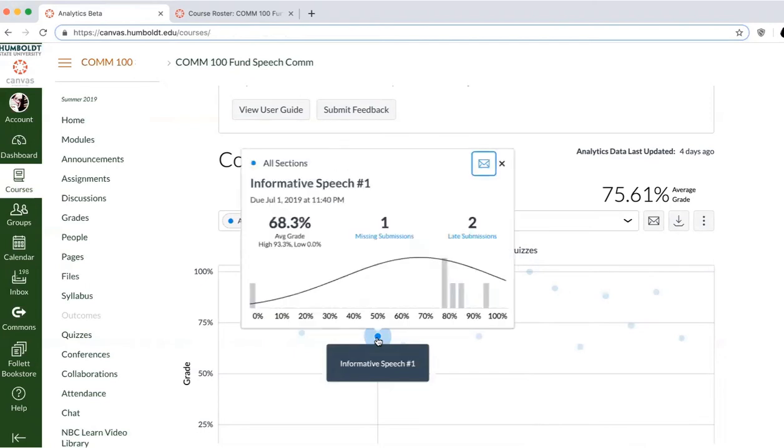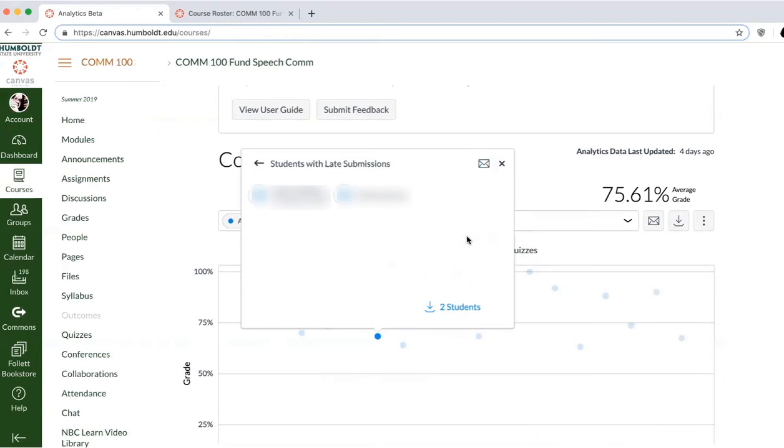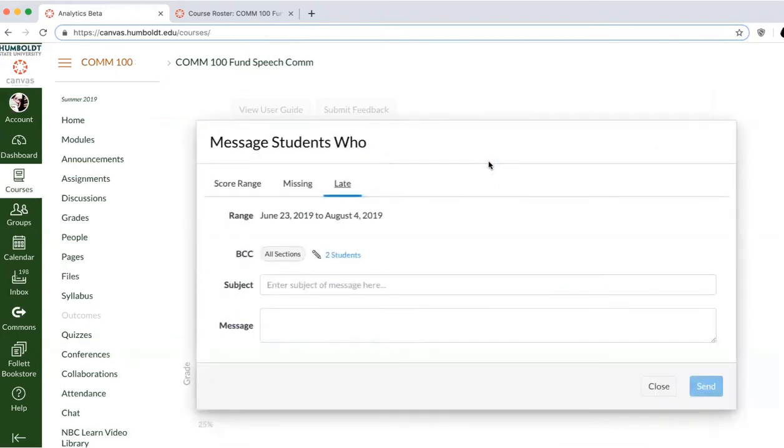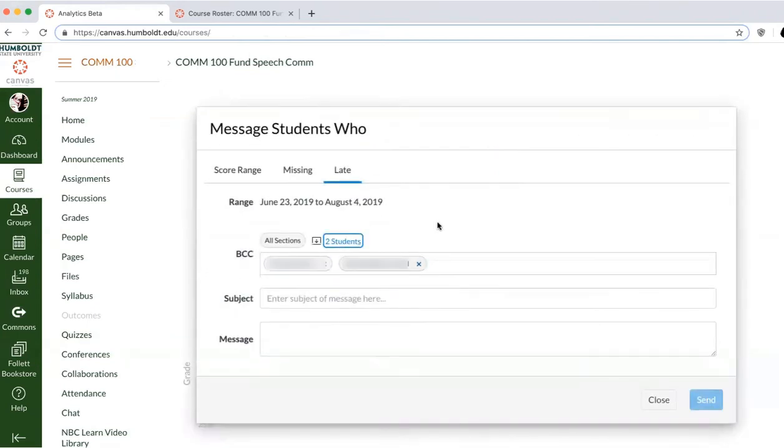I can click on this and very quickly I'm able to see how many submissions were late and how many were missing. So if I want to have communication with my students, and of course I will, I can click on late submissions, find out who the 2 students were very, very quickly, and send them both emails blind carbon copied so they don't see the other person getting the email, and be in communication with them about their performance and the fact that they got their assignment in late.